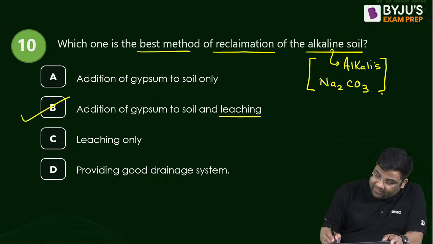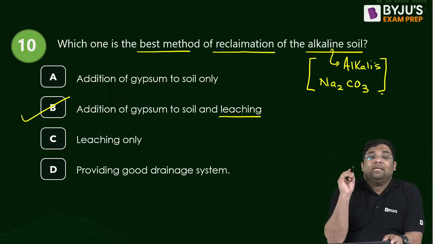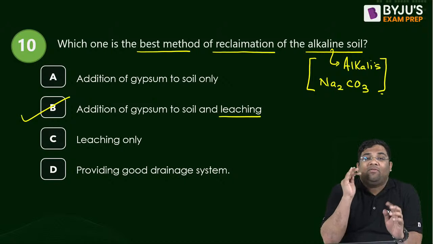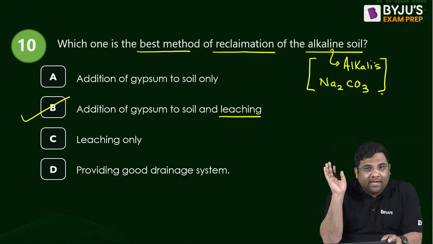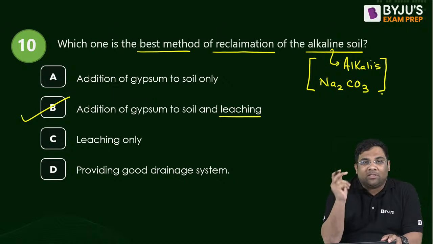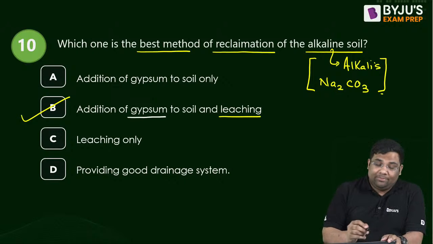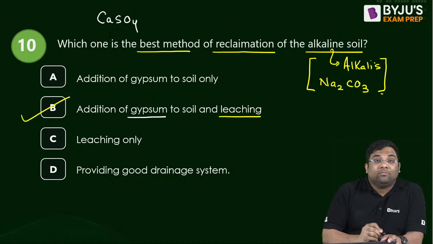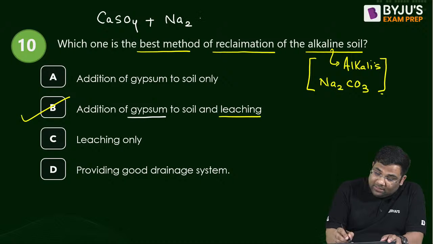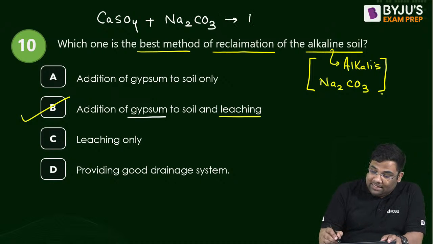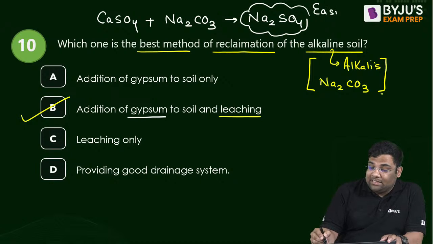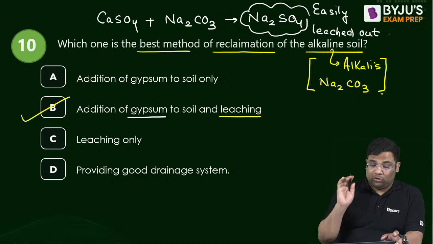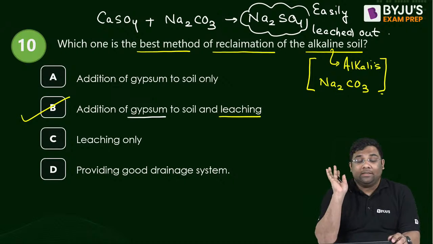See, leaching is there. What is leaching? We flood the field. So what will happen when we flood the field? The salts or the alkalis will get mixed with the water and they will get drained out, in the subsurface flow or surface flow. Then if you add gypsum, what is gypsum? Gypsum is CaSO4. So when you add gypsum to this, these get converted to Na2SO4, and this can be easily leached out. Leached out means it can be carried by the water. Therefore I can say both addition of gypsum and leaching are good.